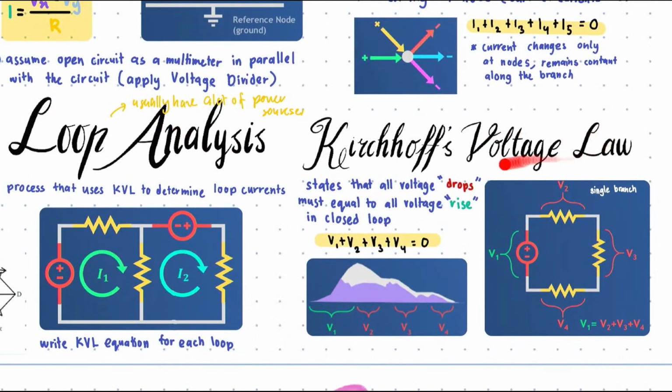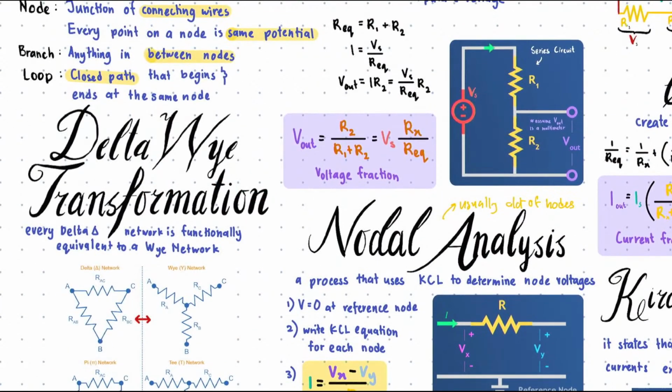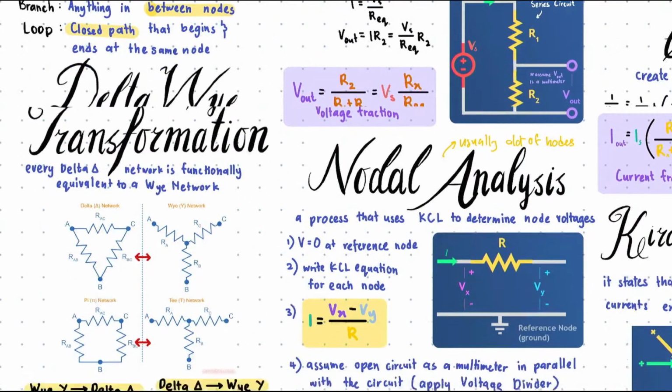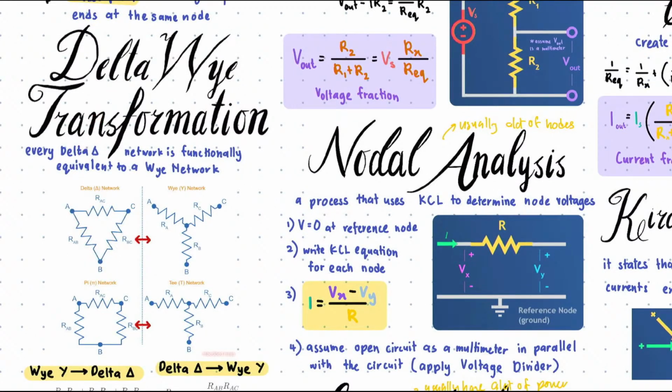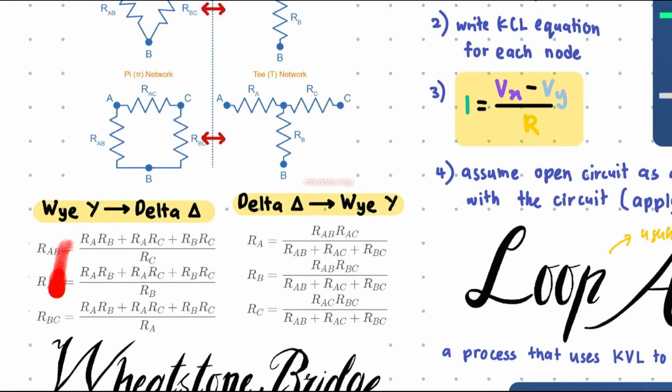Okay, voltage law states that the voltage drop must equal the voltage rise. So usually a power source is a voltage rise, and the resistance is a voltage drop, as seen in this picture. Okay, now we go to the delta-Y transformation. We call this delta because it looks like a triangle, this triangle here. And then Y is because it looks like a Y. That's basically it. So you can transform one network to another network by using these equations.